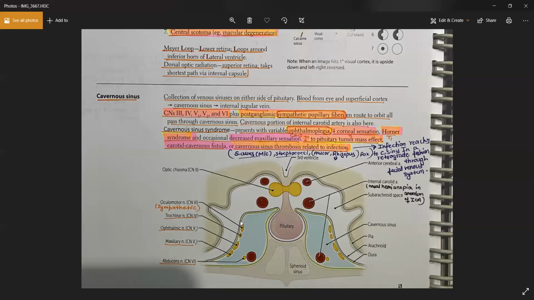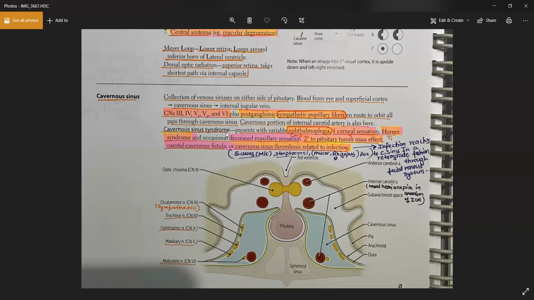Along with that, you know that all the sympathetic fibers for pupillary dilation also run in this part, in the cavernous sinus. Remember the descending hypothalamic tract? Okay. So nerves 3, 4, 5-1, 5-2, and 6, and the postganglionic sympathetic pupillary fibers, they all run into the cavernous sinus.